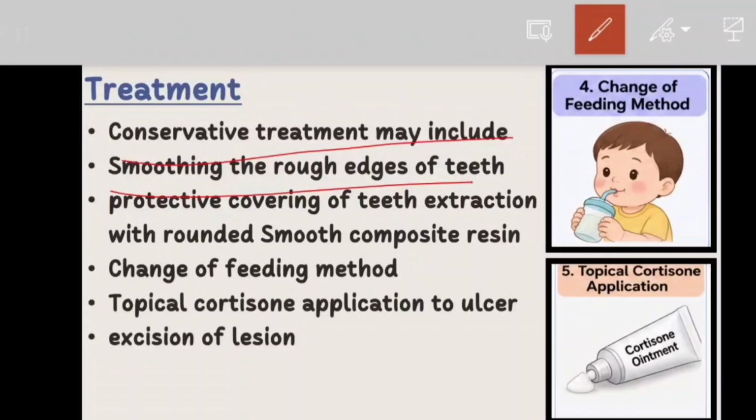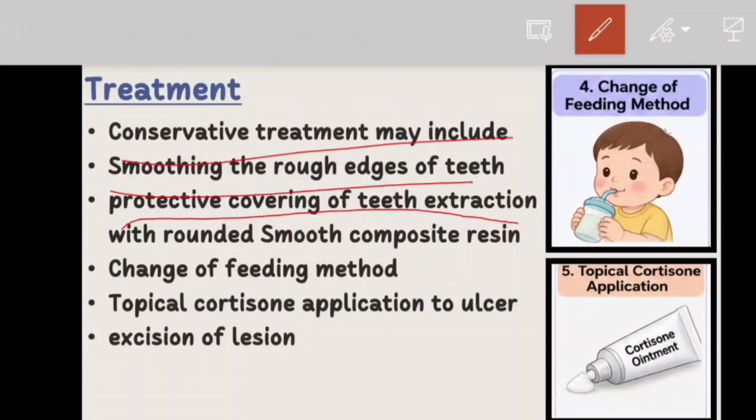Think about it like this. If there is a sharp edge, then it can cause trauma. If there is a smooth edge, that means less trauma. Okay. Now the second option is protective covering of the tooth. Here it means using rounded, smooth composite resin. This creates a smooth surface and reduces the direct trauma.